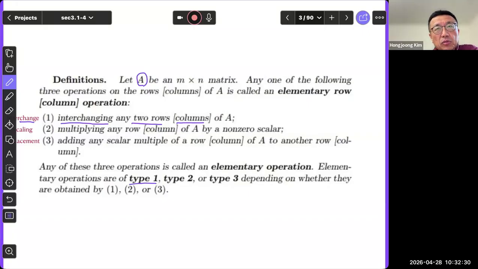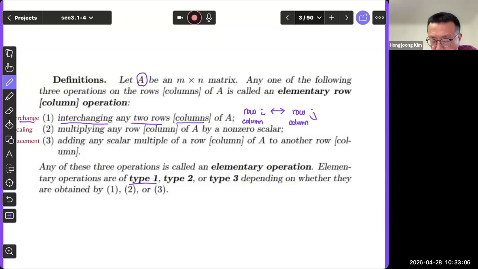If I have, say, row i and row j, you interchange these two. So row j goes to row i and row i goes to row j. Or you can interchange the ith column with the jth column. Such an operation is called an interchange operation.